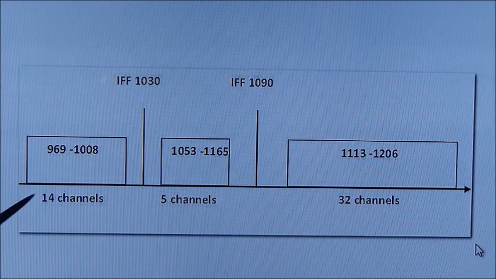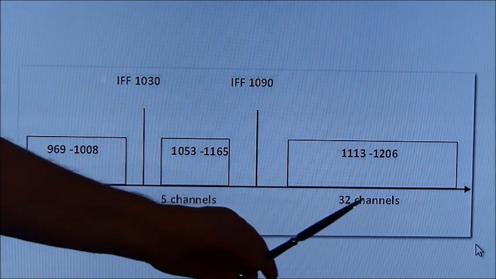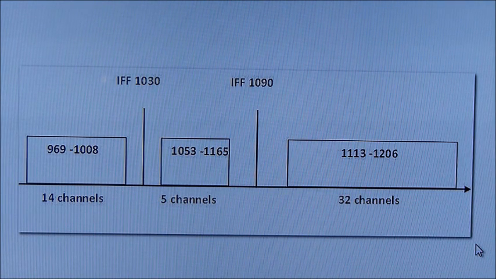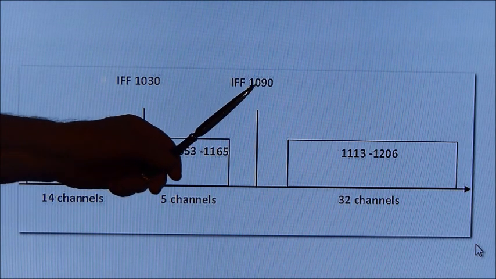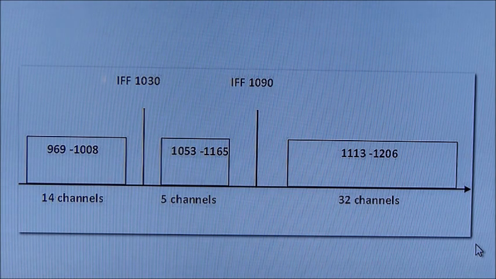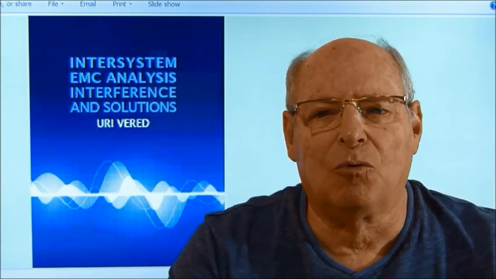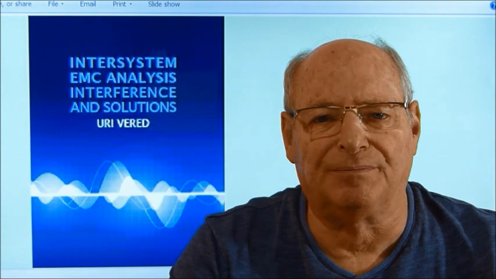There are 14 channels in the lower subband, 5 channels in the mid subband, and 32 channels in the higher subband. In between, there are 2 non-equal guard bands to protect the two devices from interference with each other, between the IFF 1030 and IFF 1090 MHz. To calculate the CDF of this case, I will use a procedure which I name the counting procedure.